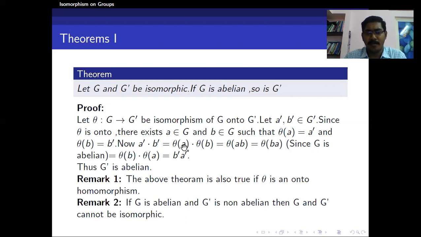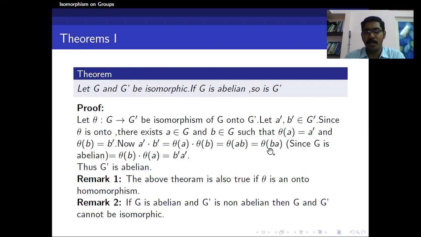Now theta is an isomorphism here, so naturally we can write theta of a into theta of b equal to theta of ab, and a and b are elements in the domain. The domain is abelian, so according to the commutative property we can write ab as ba. So theta of ab is the same as theta of ba since G is abelian.